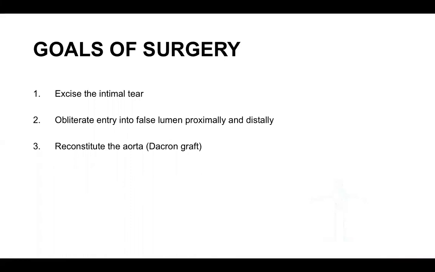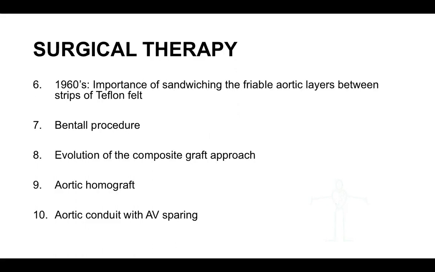Just to reiterate, the goals of surgery, and this has been a standard dogma for a long time in cardiac surgery, are to excise and remove the intimal tear and obliterate entry into the false lumen proximally and distally. This is really the essence of surgery in type A aortic dissection. And you can imagine you have two lumens now, both being perfused. Really the goal is to remove the flow from the false lumen, have it depressurized and not have any pressure in it, because that is what will contribute or lead to negative remodeling. And then finally, reconstitute the aorta.